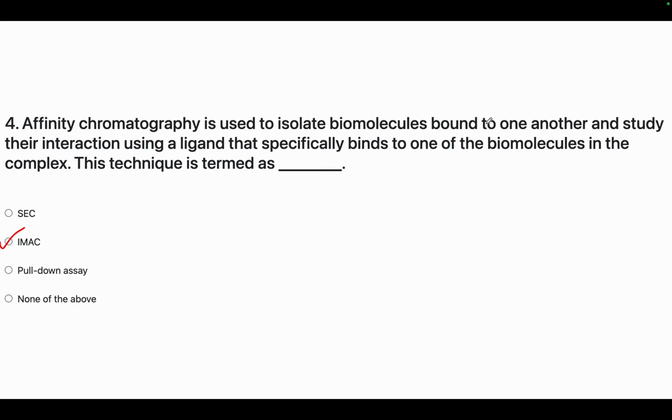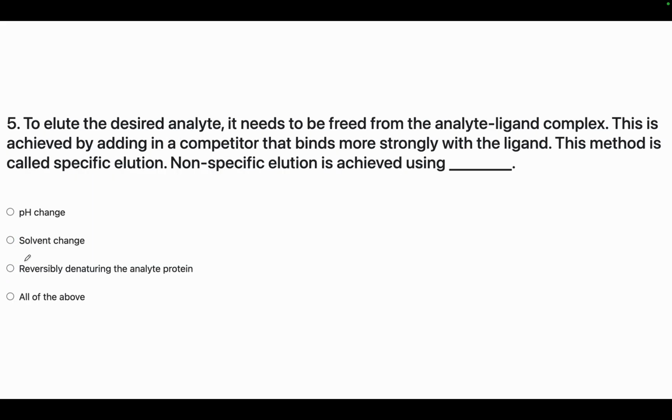But what have they said? Bound to and study their interaction. We can also use this to do a pull down assay. Pull down assay just means that I am trying... You may also hear this term as immunoprecipitation, where I am purifying a complex. Basically, I'm using the interaction between two proteins, I'm going to isolate one of the proteins, and I'm going to look at what its binding partner is. So this is also something you can do using affinity.